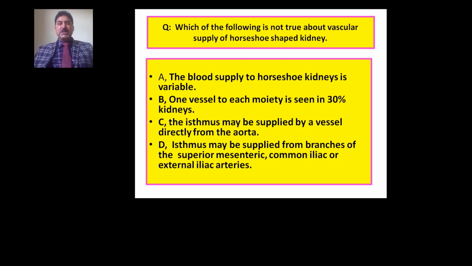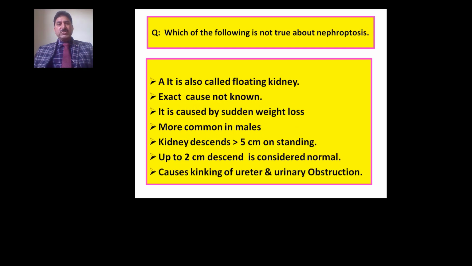A. The blood supply to the horseshoe kidney is variable. B. One vessel to each moiety is seen in 30% of the kidney. C. Isthmus may be supplied by a vessel directly from aorta. D. Isthmus may be supplied from branches of superior mesenteric, common iliac, or external iliac artery. D is the wrong option. Superior mesenteric artery does not supply horseshoe-shaped kidney.